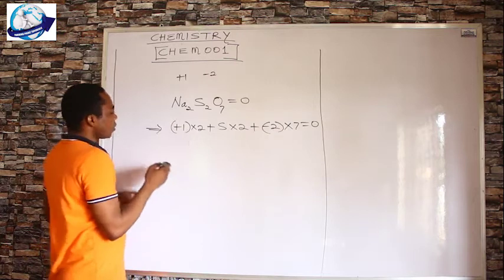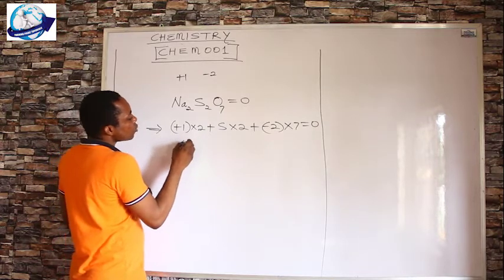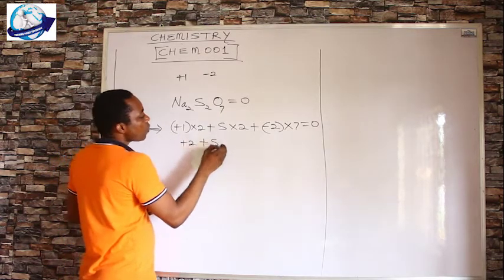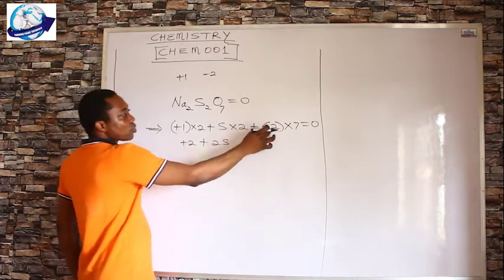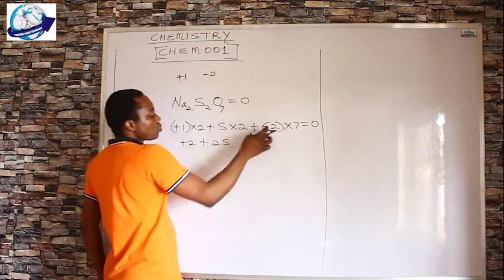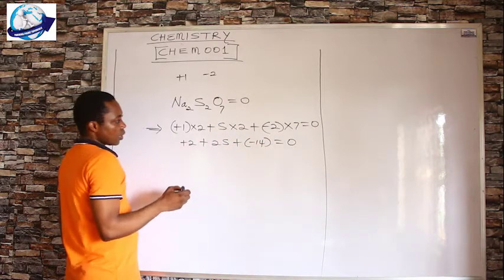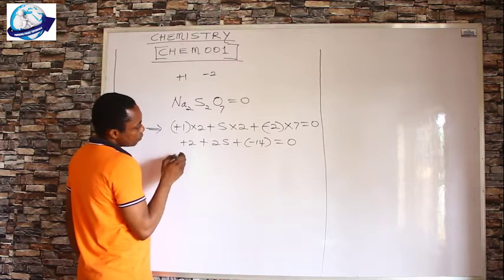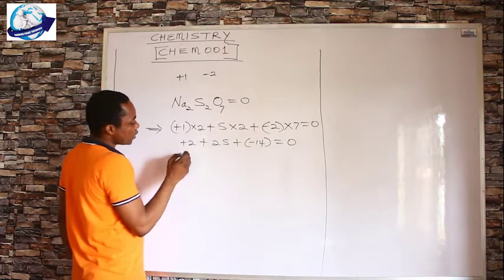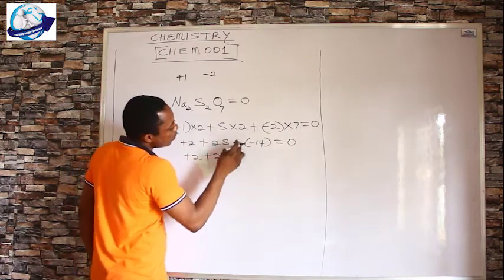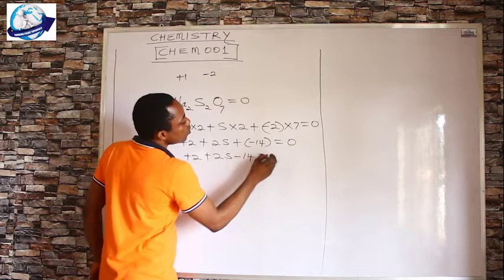Now let's go back this way. Looking at this side, you have plus 1 times 2, that gives us plus 2. Then plus the sulfur times 2, that gives us 2 sulfur. Then plus minus 2 times 7, that is 7 times minus 2, gives us minus 14, all equal to 0. Let's go back again to this side. It implies that plus 2, then 2S, then plus times minus is minus, so you have minus 14 equals 0.